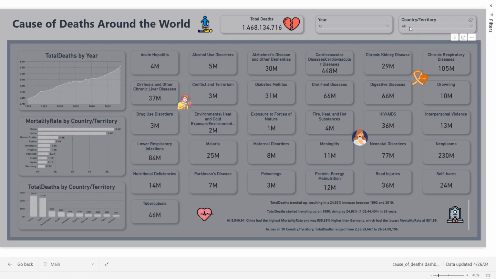This is how my dashboard works, and that's all about my dashboard. Thank you.